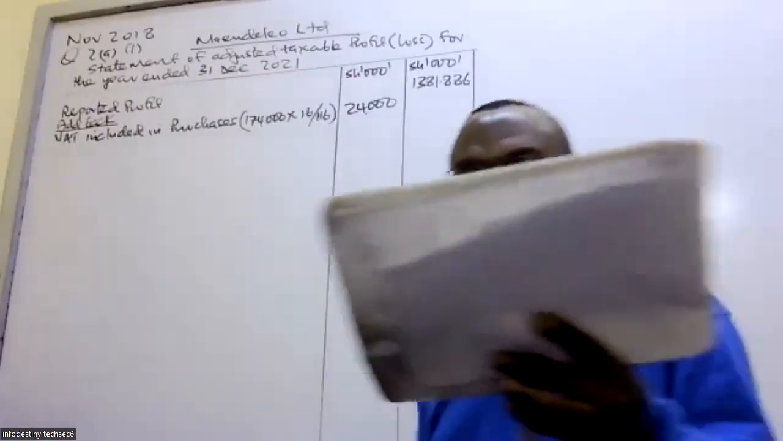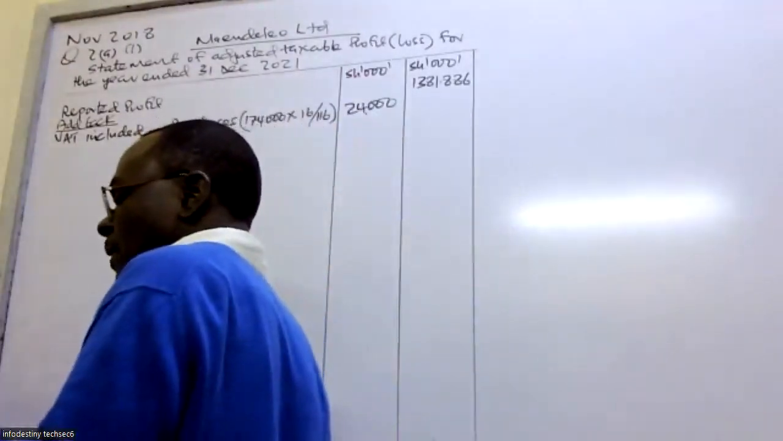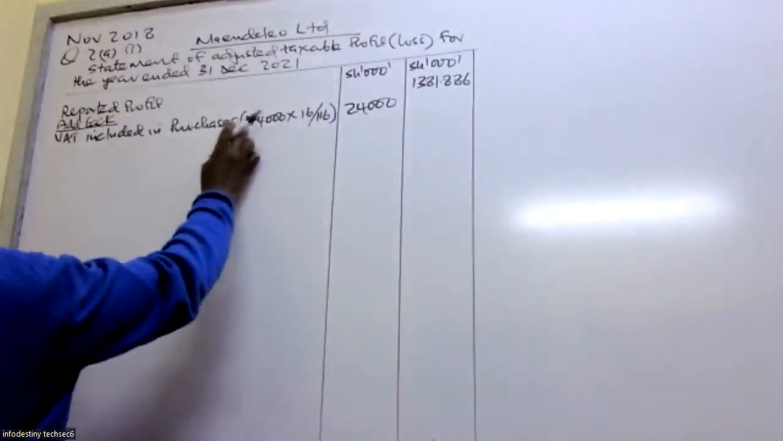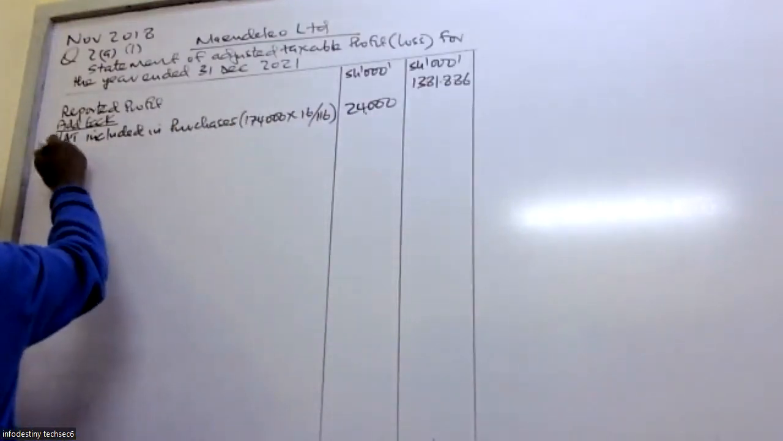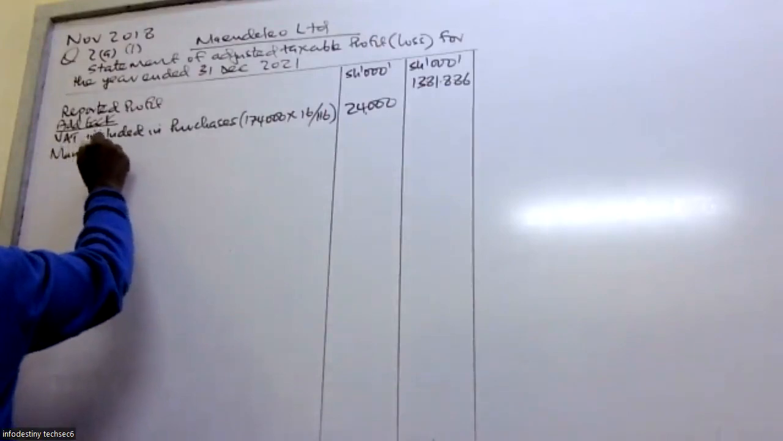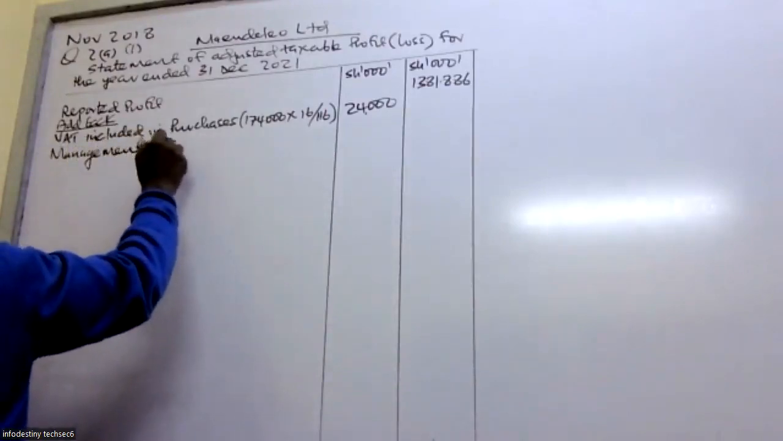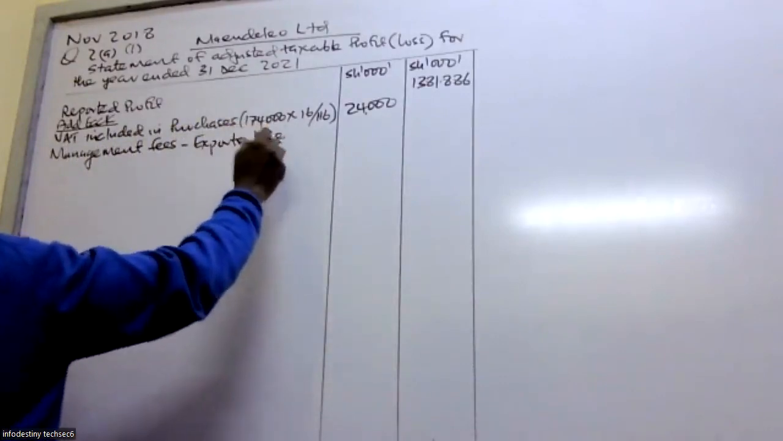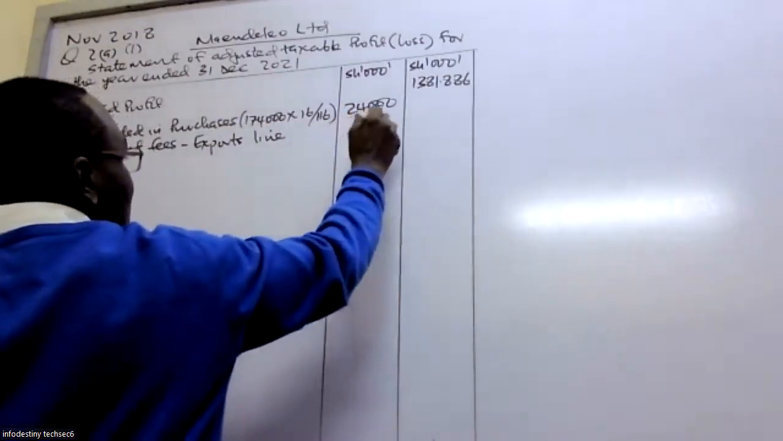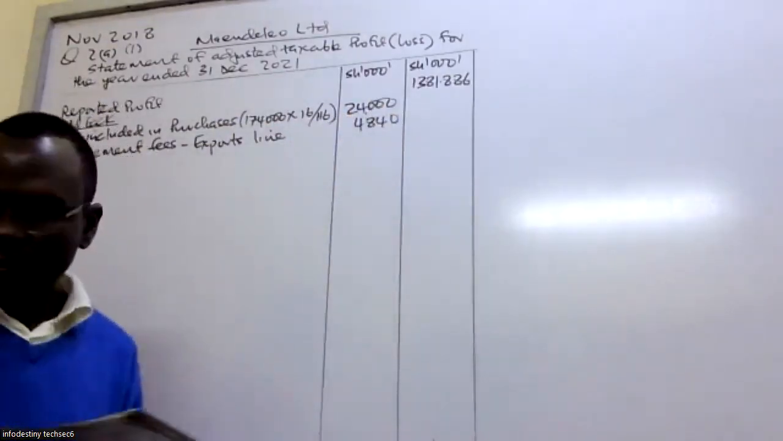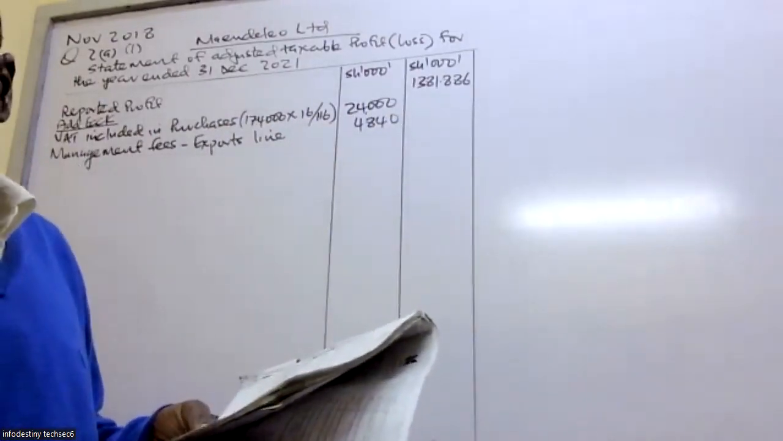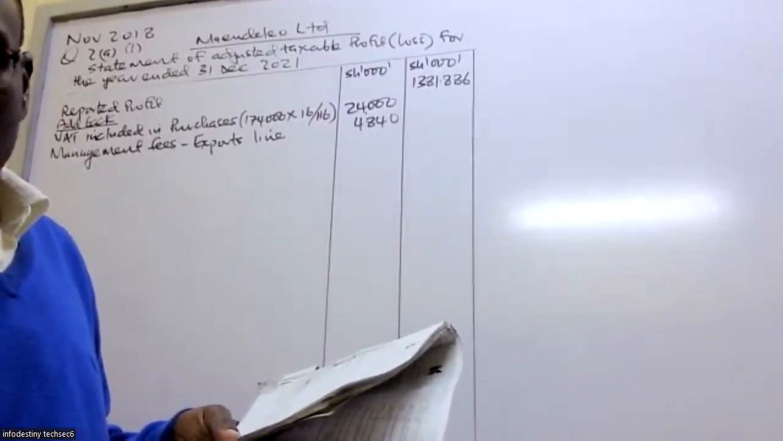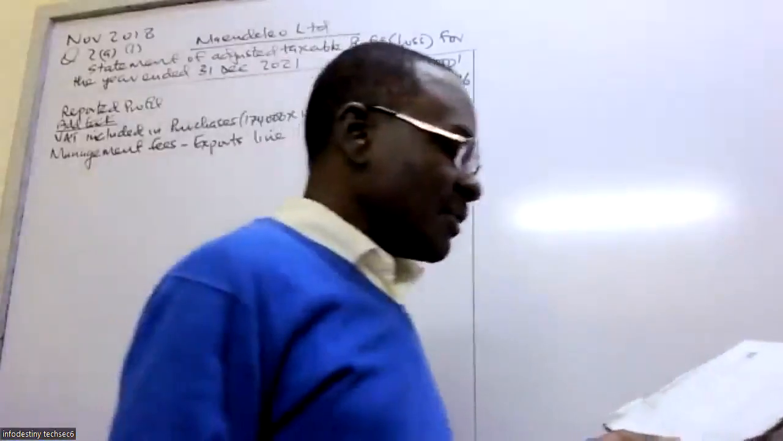So any cost relating to management fees is not independent as such. So we add back that management fees of 4840 to export line because it's not at arm's length. So management fees relates to export line, and we'll simply add back 4840 from the directors' emoluments.